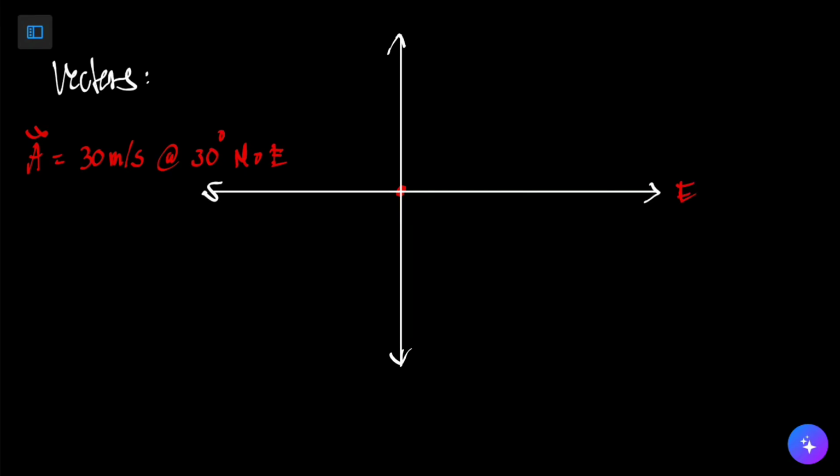So this is your east, this is your north, right? So north of east. This is your east, and north of east is above the east. So your vector is expected to go this way, and it's 30 degrees. It's moving at 30 meters per second, and the angle between them is 30 degrees. So that's typically how you express your vectors.